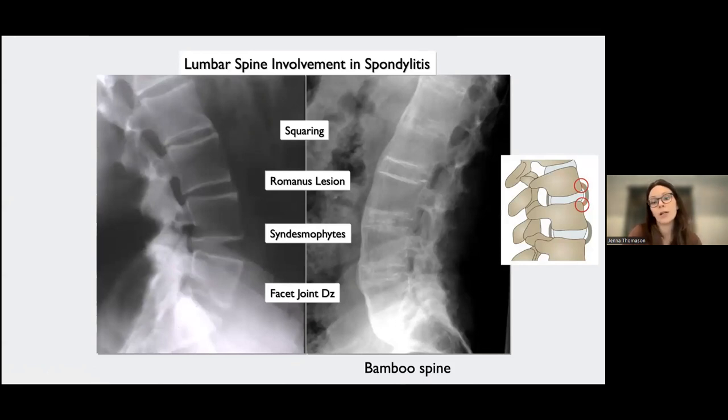And this is a patient here on the right that has unfortunately very progressed axial spondyloarthritis. They have a bamboo spine. So this patient has some early features of developing the bamboo spine. They have the squaring of the vertebrae with these white, we call them Romanus lesions or shiny corners. And these are the patients that can go on to develop this bamboo appearance of their spine. This is again enthesitis.